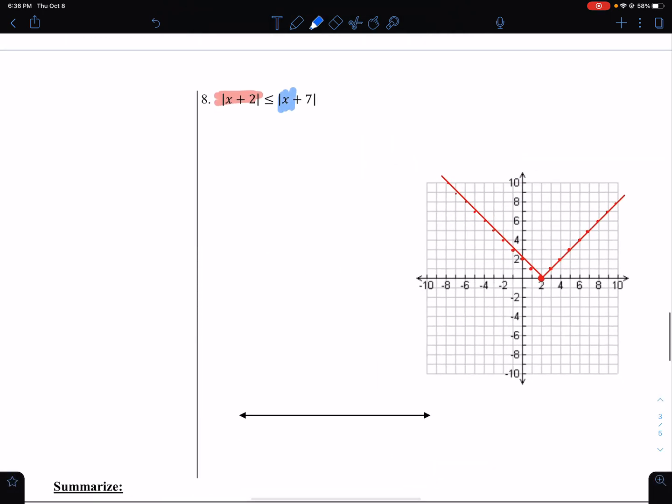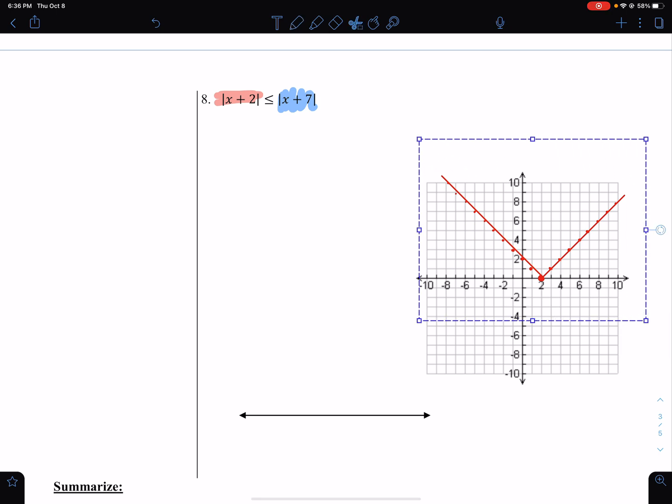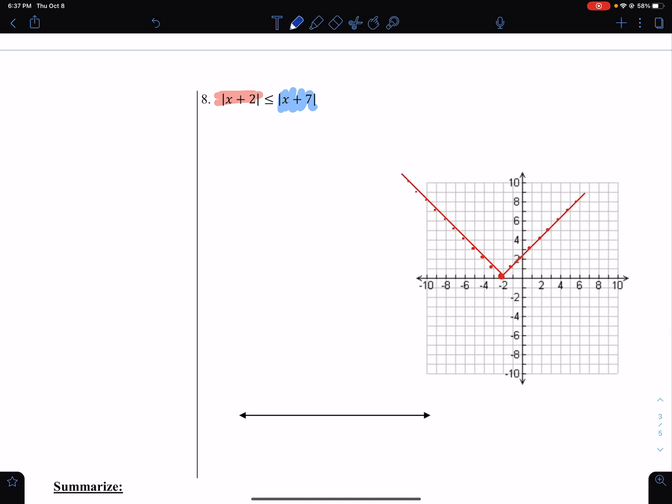The next absolute value is x plus 7. So that has also been shifted. Oops, I think I shifted it the wrong way. I'm sorry about that. I should have shifted it left 2 because of the plus 2. So then this one would have been left 7.